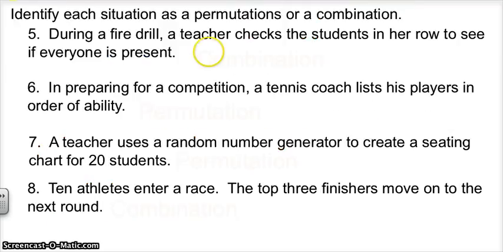Moving on, let's get some help identifying permutations or combinations. During a fire drill, a teacher checks the students in a row to see if everyone is present. In a fire drill, does it really matter if they are sitting in the correct order? No, it does not. Order does not matter, so it is a combination.